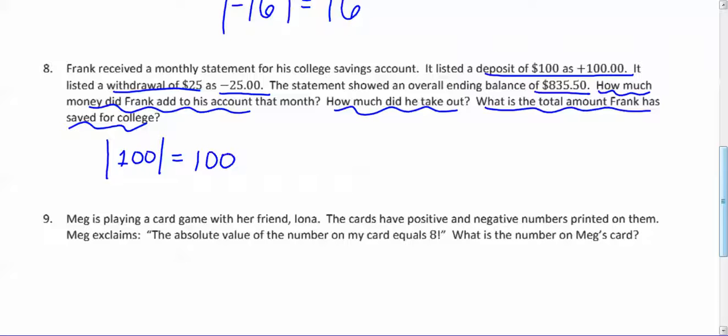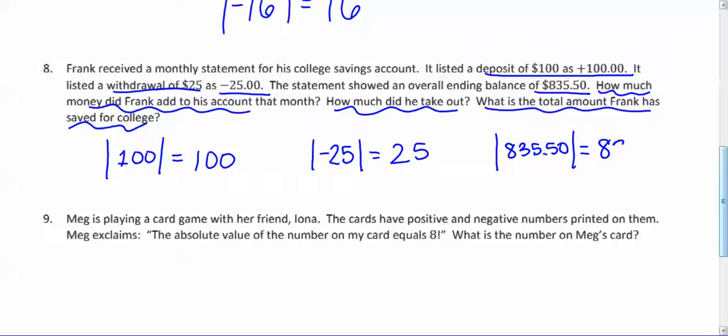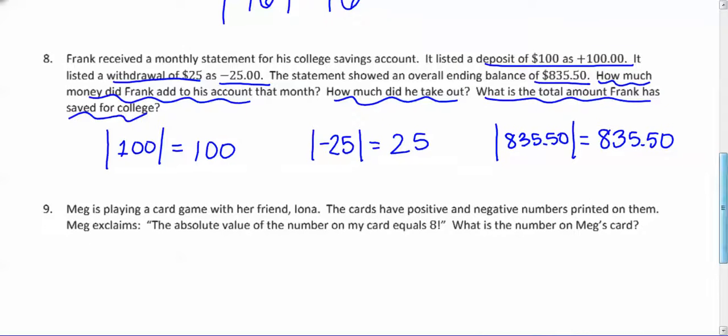We're looking for the amount that he took out. So the amount that he withdrew. So he took out $25. So the absolute value of -25 is 25. I know, it's pretty difficult. And then the overall balance, was that a positive or negative? Positive, which is good if he's saving for something. All right, and then we're going to take the absolute value of that, which is always positive. All right, pretty easy.